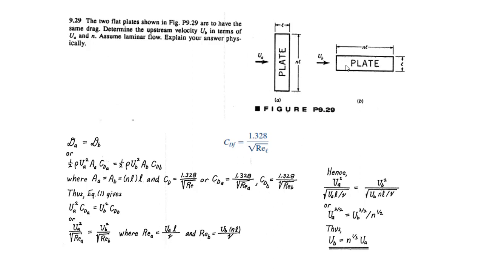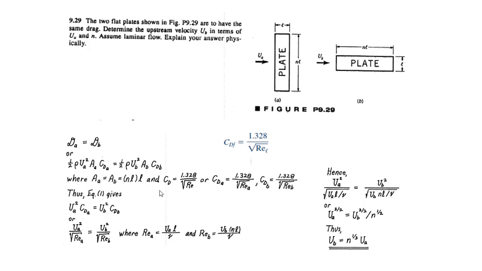है वो इस केस के लिए different होगी और इस केस के लिए different होगी. This is the critical part. So I will explain you why. So CDA बराबर है इस पहले केस में 1.328 upon square root of Reynolds number for the part A represented by REA, and CDB equals to 1.328 upon square root of REB.